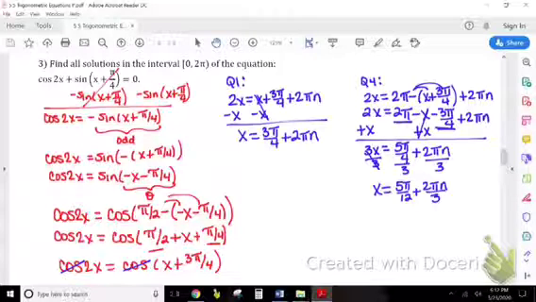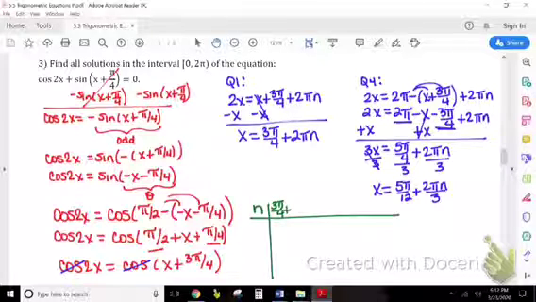Alright, so we still just want it between 0 and 2 pi, so now we're going to have to make our table here so we can find out which ones work for us. So we're going to pick an n value. We have 3 pi over 4 plus 2 pi n. I'm going to skip a little space here. And then I got the 5 pi over 12 plus 2 pi n over 3.